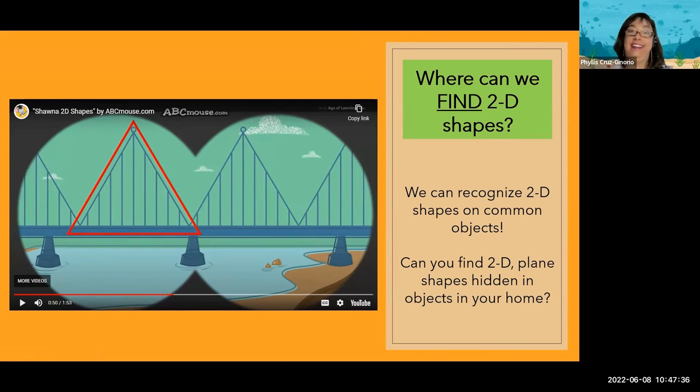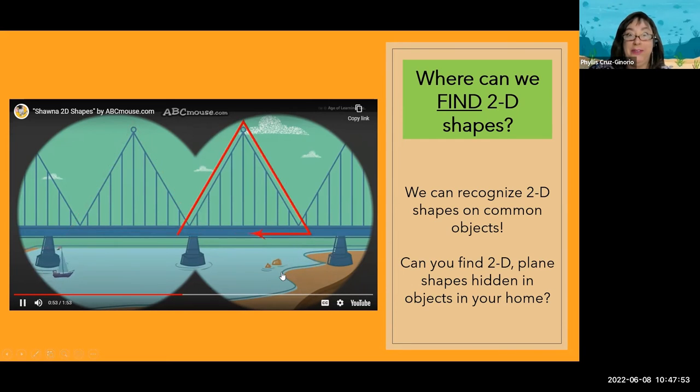It's on my hat. Yes, my old hat. Look, I have little triangles on my hat. Isn't that neat? I found triangles. Can you find any triangles in your home? All right, let's keep going.